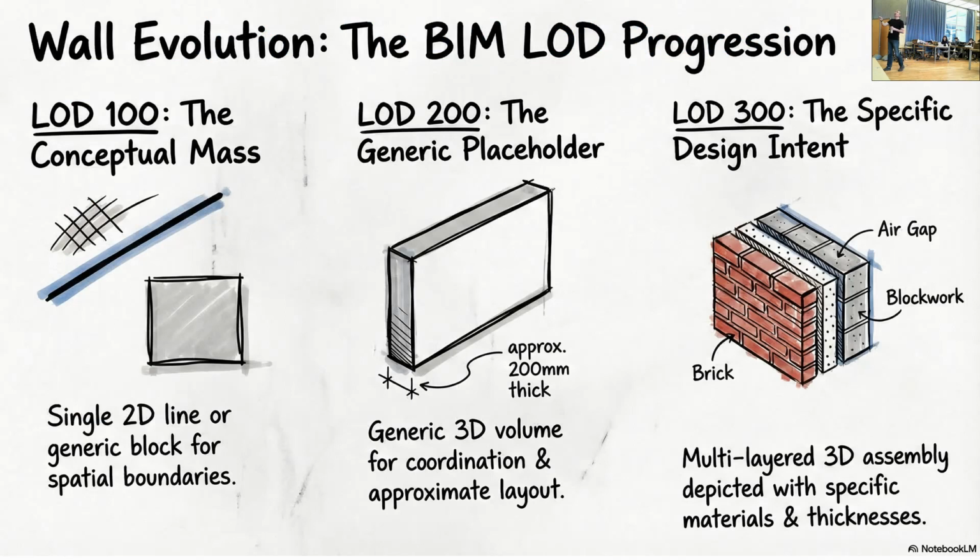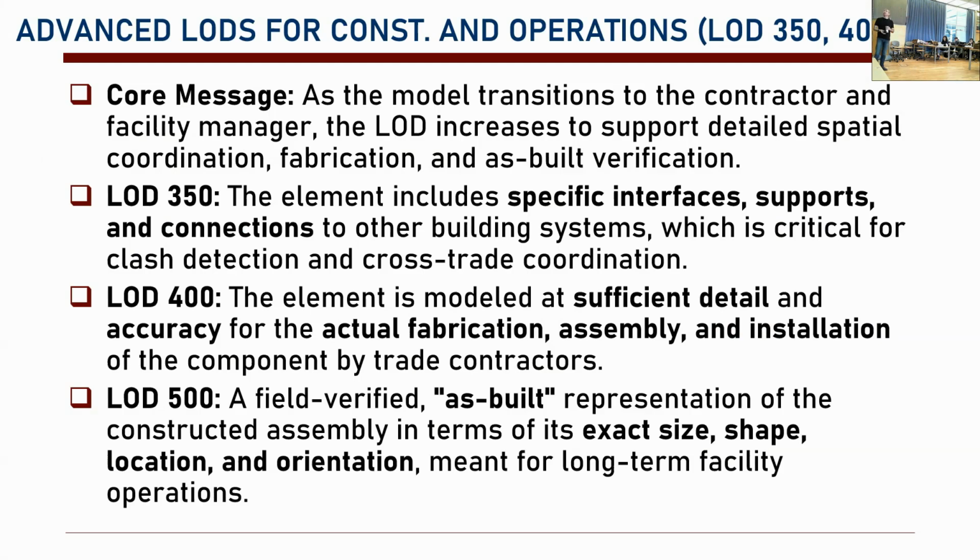Okay? So yeah, LOD 100, conceptual mass. Like a line, like a box, that's LOD 100. LOD 200, generic placeholder. We talked about it last week. A generic wall. It is approximately 200 millimeter thick. A generic 200 millimeter wall. Where we put it, that's LOD 200. LOD 300 is when the wall has layers. Okay? When the wall has layers defined carefully. Multi-layer 3D assembly.